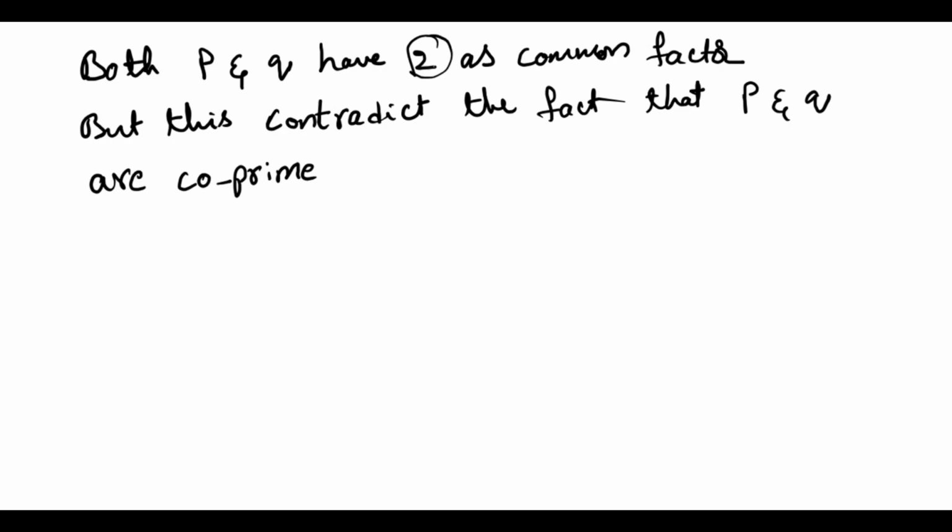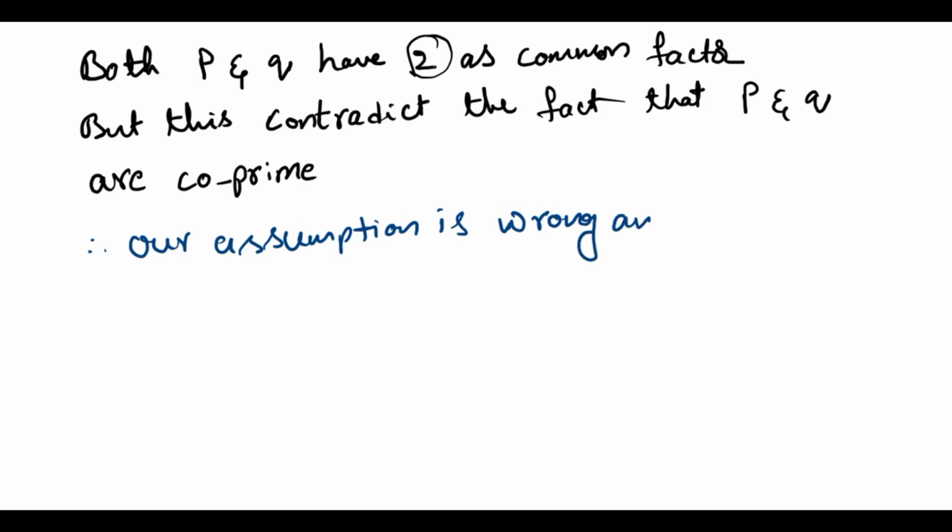So that's the reason our assumption is wrong or incorrect. Okay, and because it is wrong or incorrect, then what do we conclude? Root 2 is an irrational.